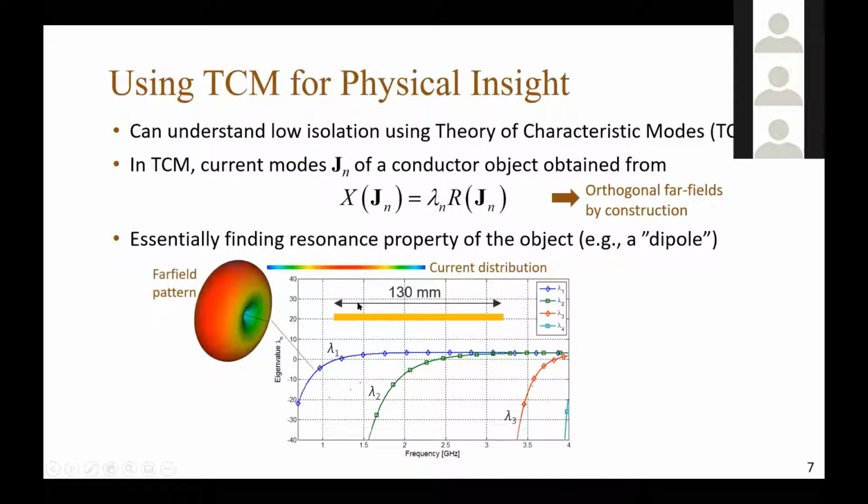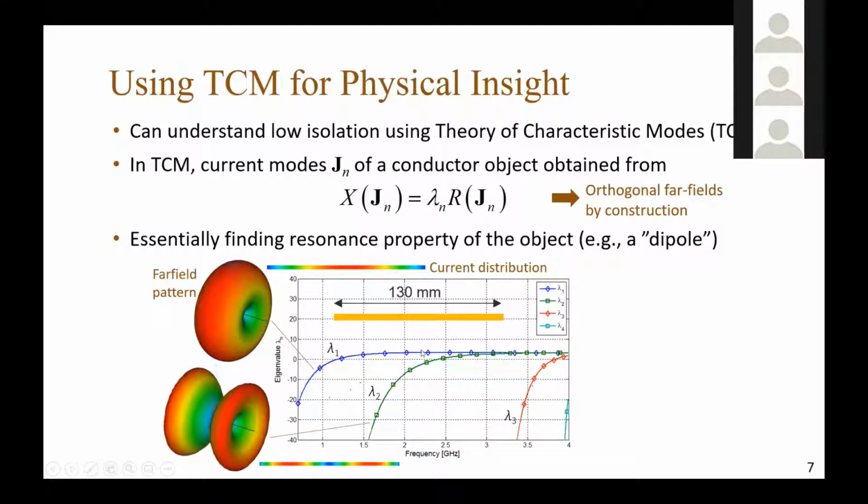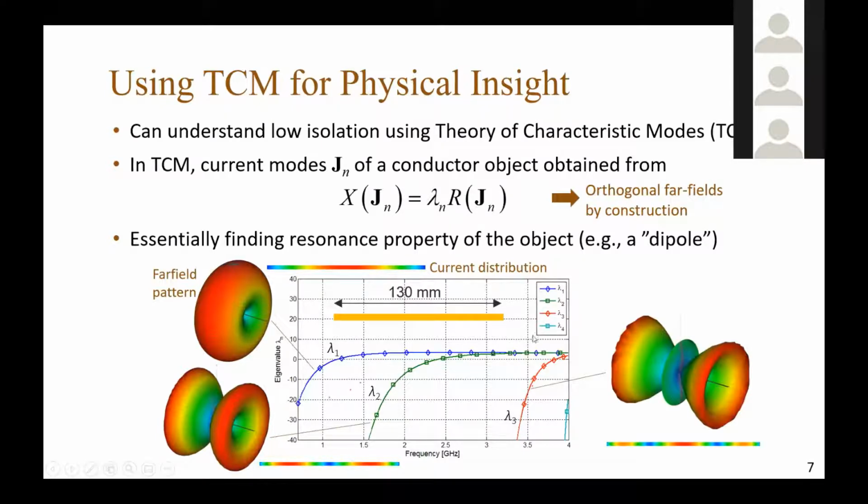So if you look at the current distribution at resonance for the first mode, we can see that it's effectively a half-wave dipole, and the far field pattern is a donut pattern. Further on, the second mode starts to be resonant at higher frequency, and it's a full wave dipole mode. The current, as you can expect, is maximum at two off-centered locations. Similarly, the third mode is a 3/2 lambda dipole mode, and here we have three maxima for the currents.